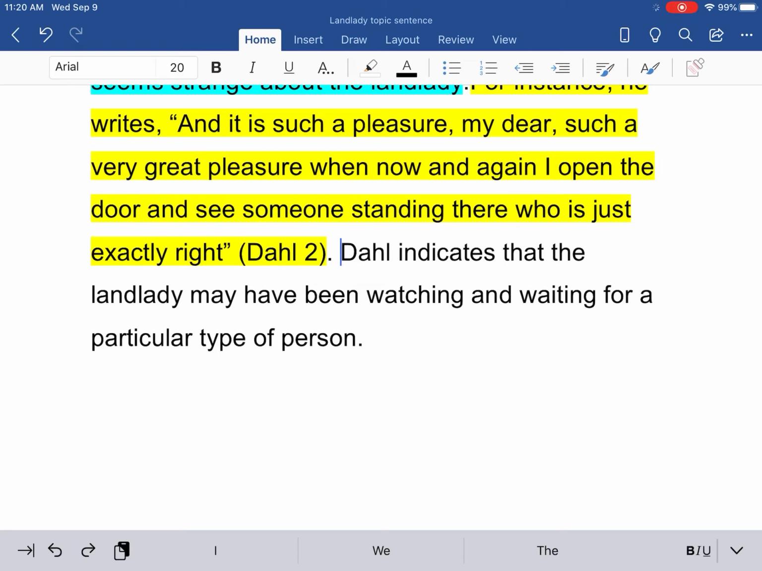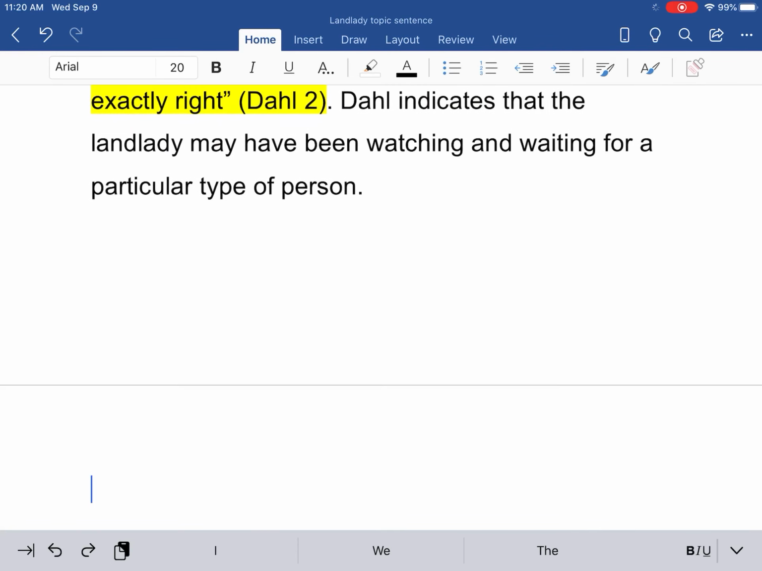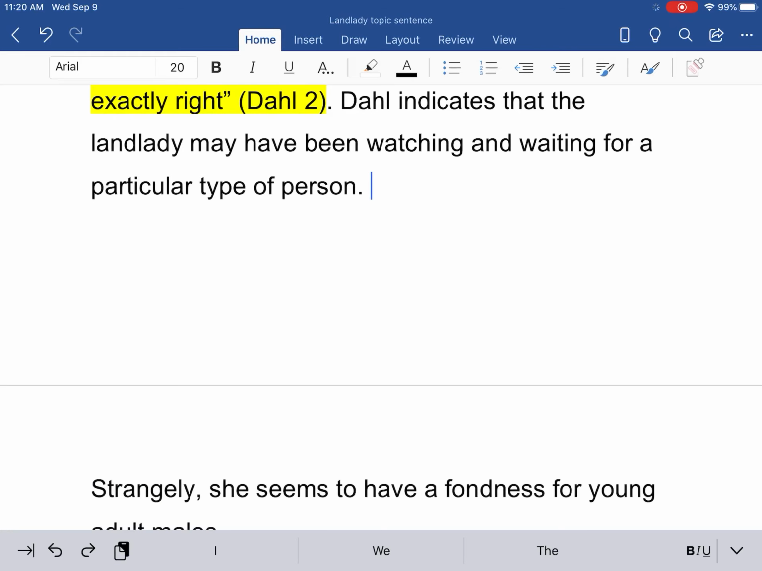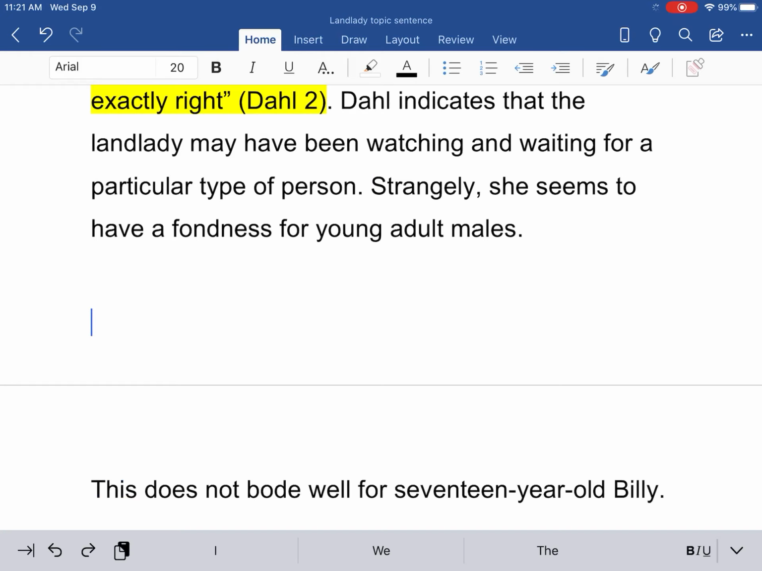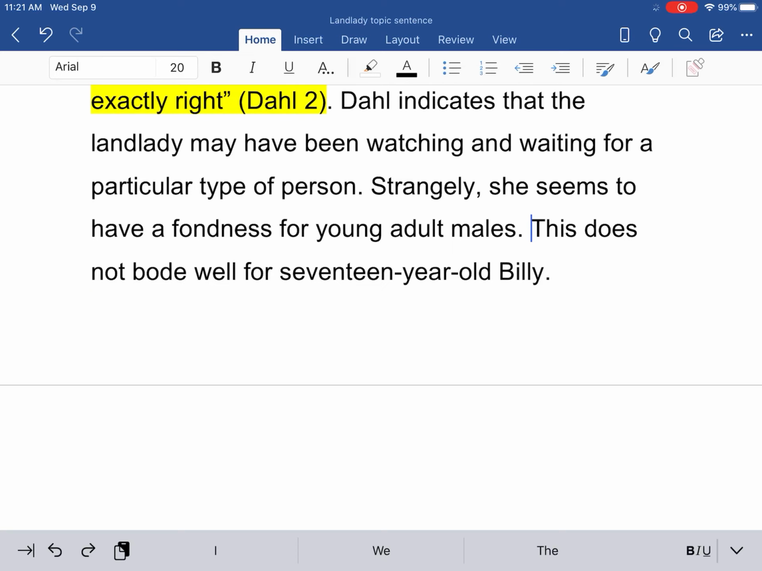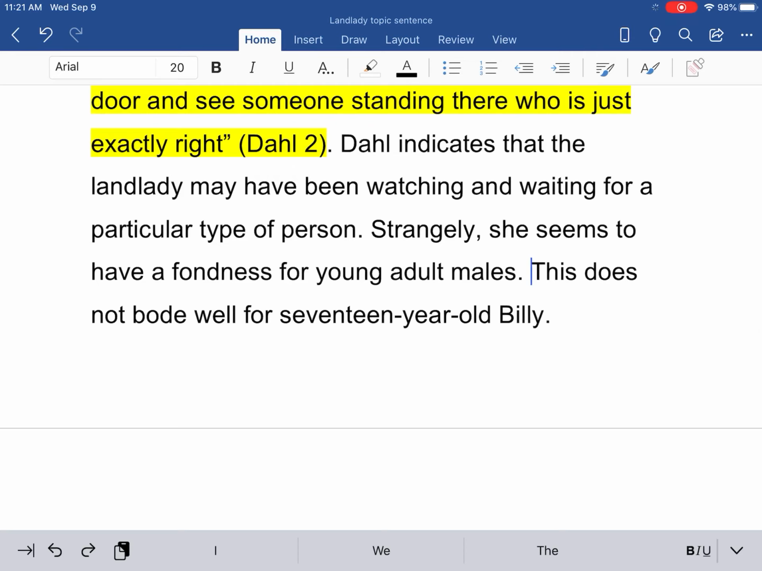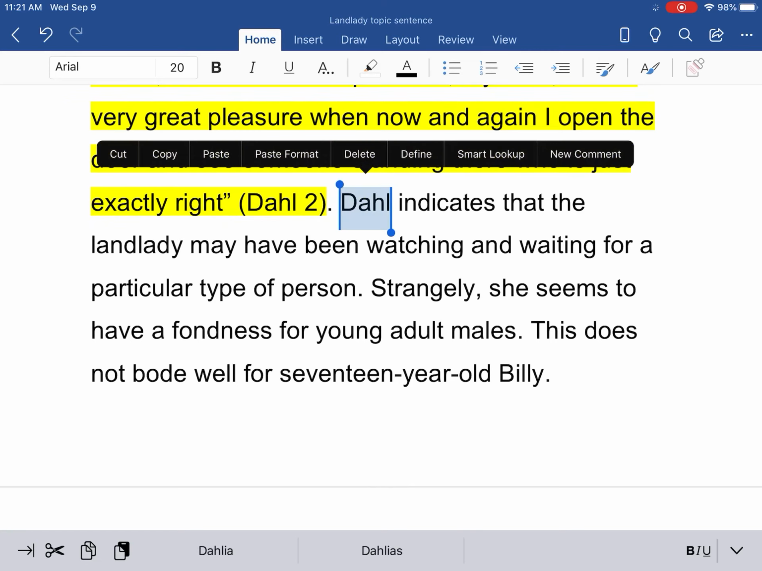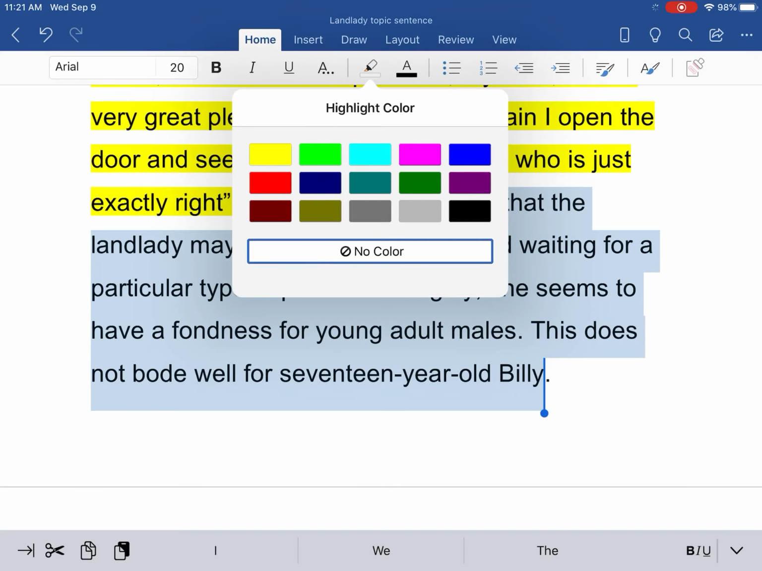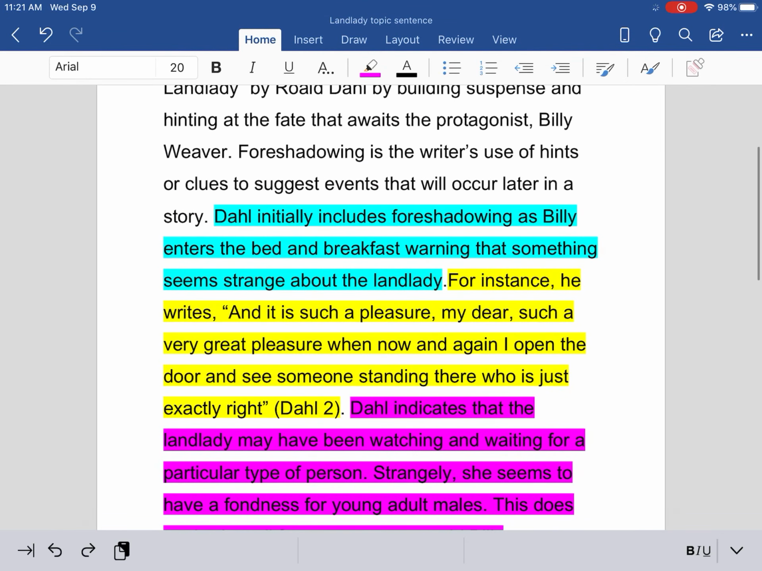It says, Dahl indicates that the landlady may have been watching and waiting for a particular type of person. So now I need to explain that a little further. What's the so what? What does this have to do with Billy? So I'm adding, strangely, she seems to have a fondness for young adult males. We learn that later in the story with some of the atrocities that she's done. But I need to further explain, well, what, again, does that have to do with Billy? This does not bode well for 17-year-old Billy. He is a young adult male, and we know that she does some not great things in her bed and breakfast. So here, I have added my commentary to help explain the point and the proof that I included.